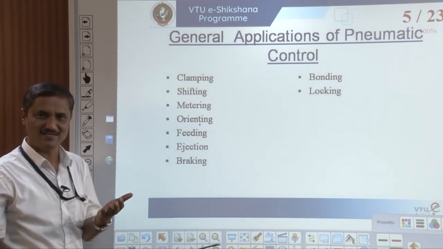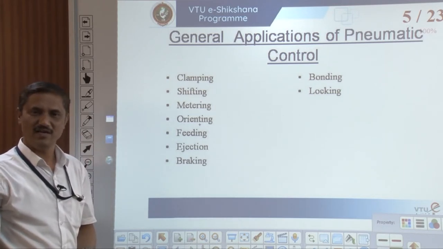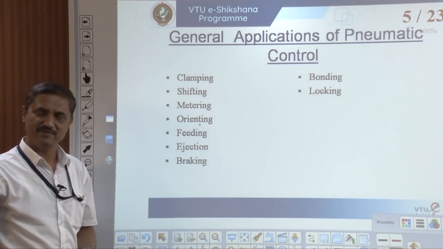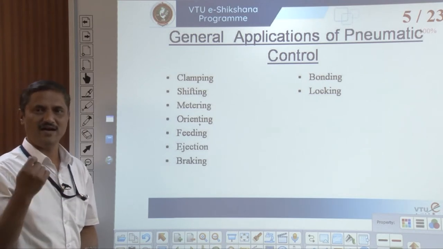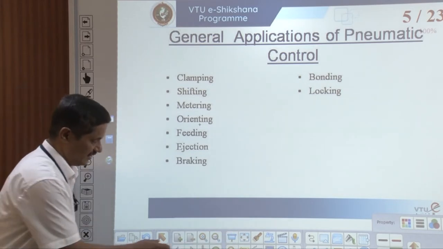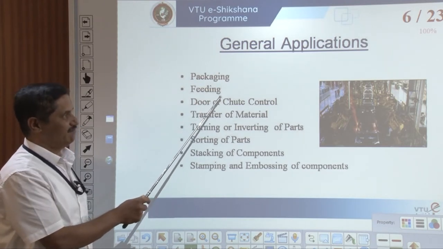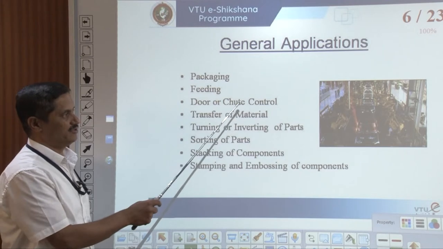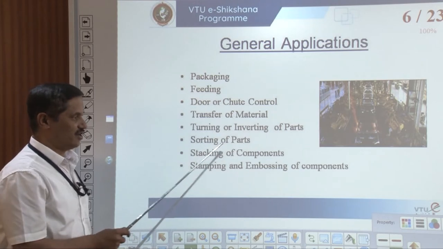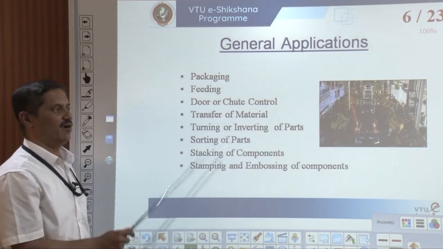If you go to textile industries, it is a highly pneumatics-oriented process. They need a lot of compressed air in their textile mills, and many of the weaving and thread winding applications will run through pneumatics. Lot of applications are there on the industry side. A few more applications of pneumatics are packaging, feeding, door controls and transfer of material, turning or inverting of parts, sorting of parts, stacking of components, stamping and embossing of components, all these are there.